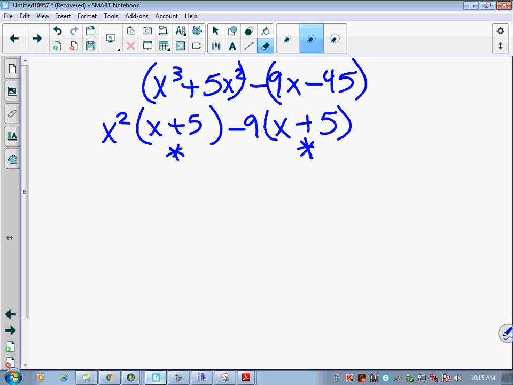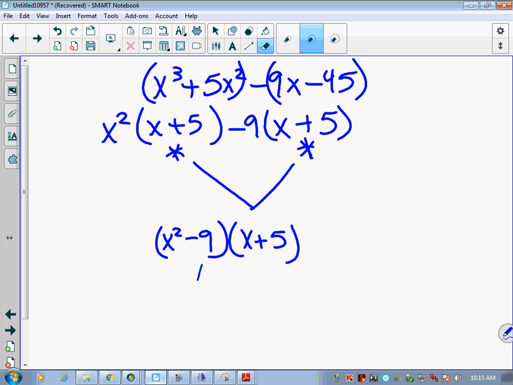Whenever I bring that down, do I get 2 of them or just 1? Just 1. If they match, I get just 1, x plus 5. What is the other term? X squared minus 9. Now, this one has a trick to it. X squared minus 9, can that be factored down any further? Yes, it can. What can it be factored down as?